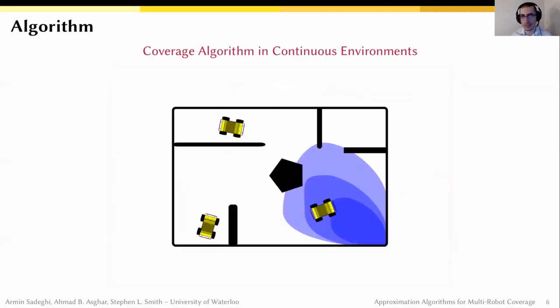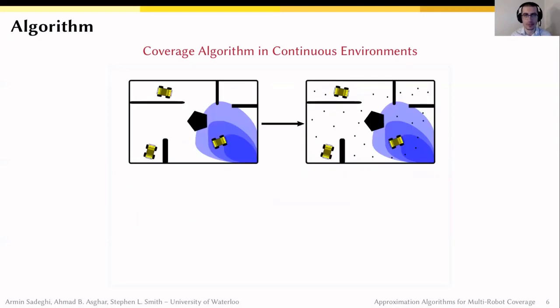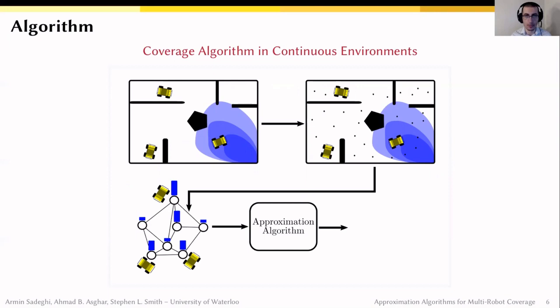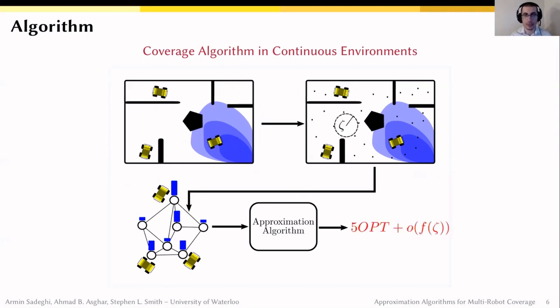What if we have the continuous problem? We sample the environment and construct the discrete coverage problem. The sub-additivity of the sensing cost function will ensure that the resulting discrete problem is on a metric graph. Then we apply the distributed approximation algorithm for the discrete environment problem, and we show that the final result is within 5 times of the optimal solution for the continuous environment plus some slack, where the slack is a function of how densely we sampled the environment.